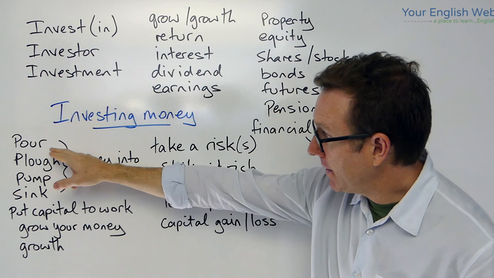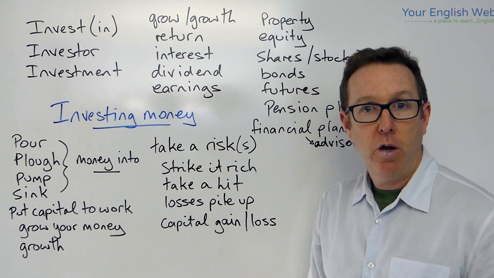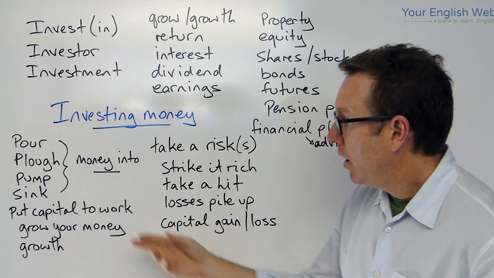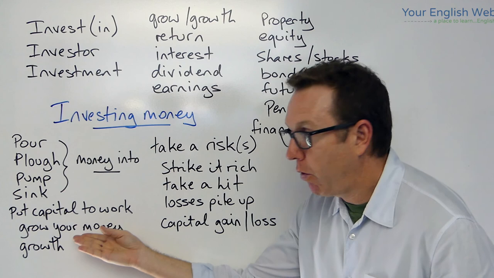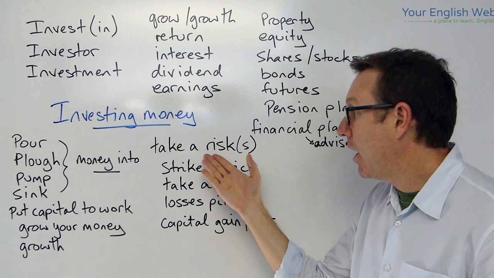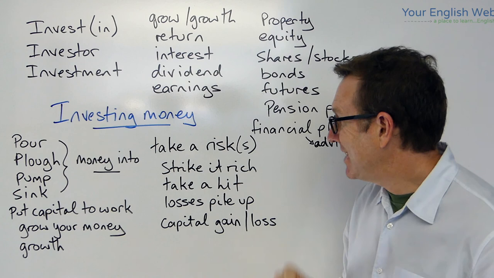But when we invest money, we can pour money into a project or an investment vehicle. We can plow money into it. We can pump money into something, and we can sink money into a project as well. We want to put our capital to work. We want to try to grow our money, as we saw before. We're looking for growth. We saw those two words there, grow, growth, okay? We take a risk, or we take risks. Investing money is risky.